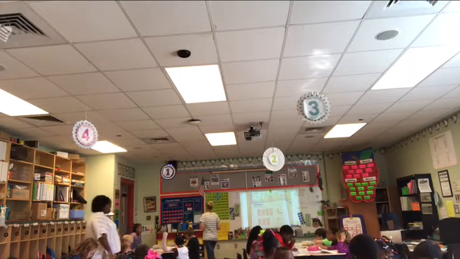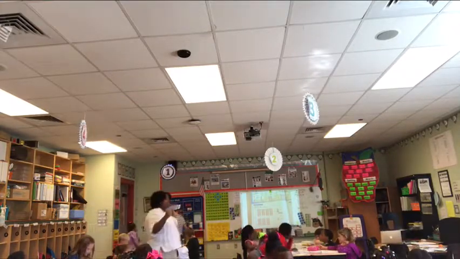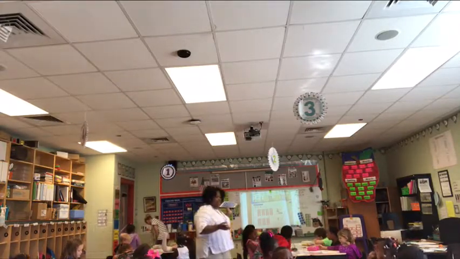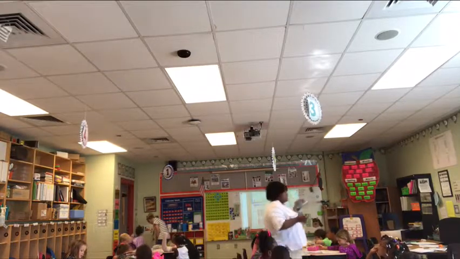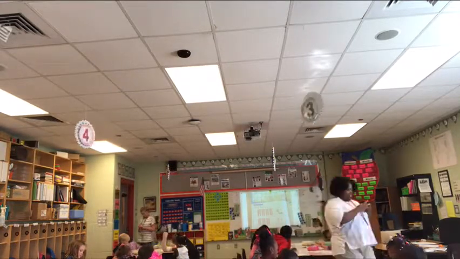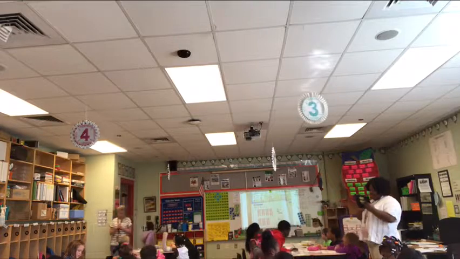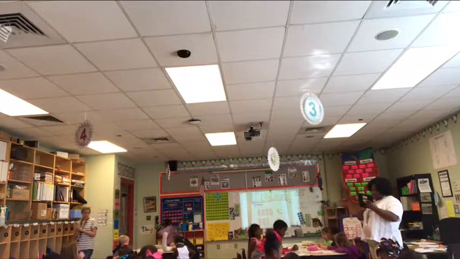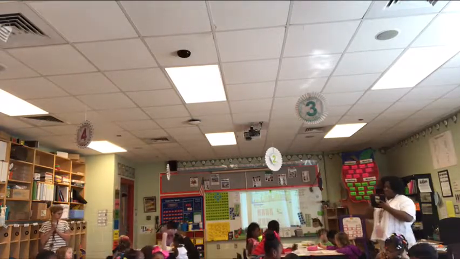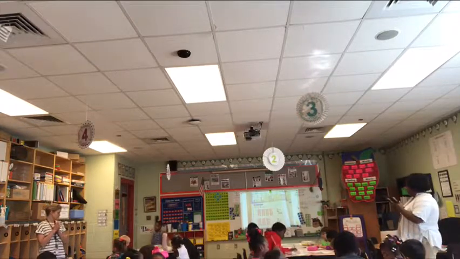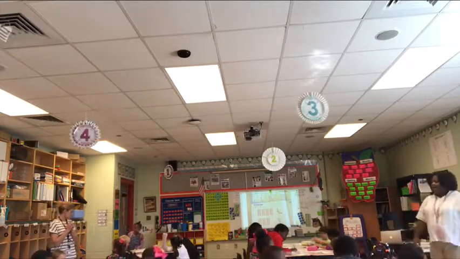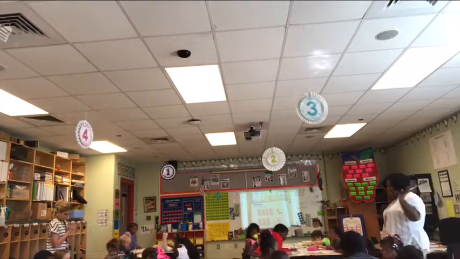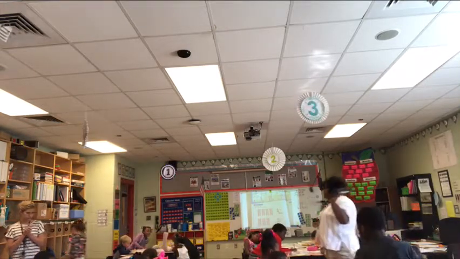If I have 3 10s, 3 groups of 10, what number would I have? 30. So on your second line, you should have the number 30. How do I spell the number 30? And I'll give you a hint. It is at the top of your paper.